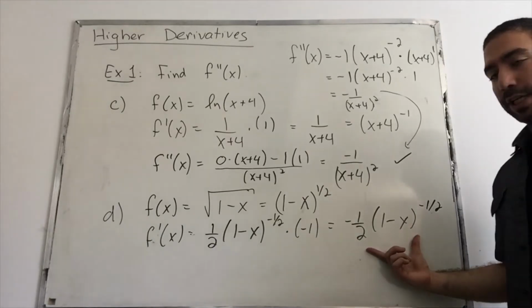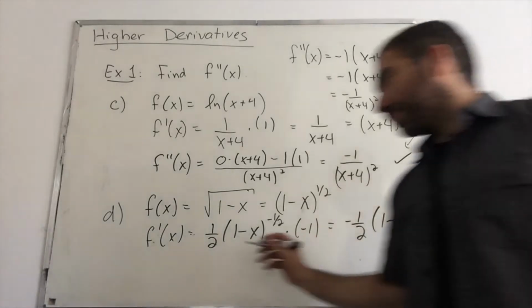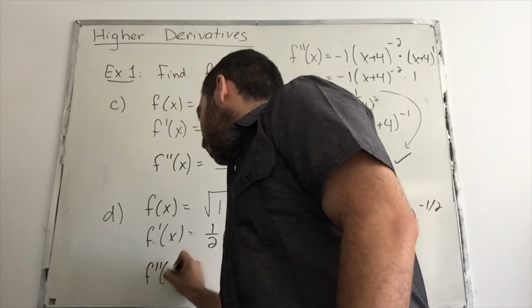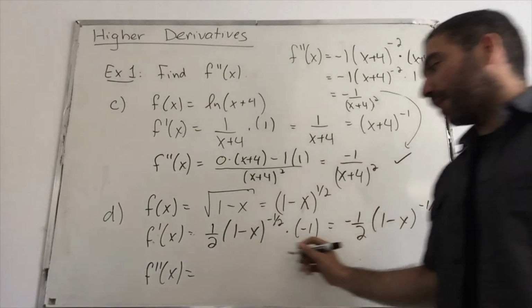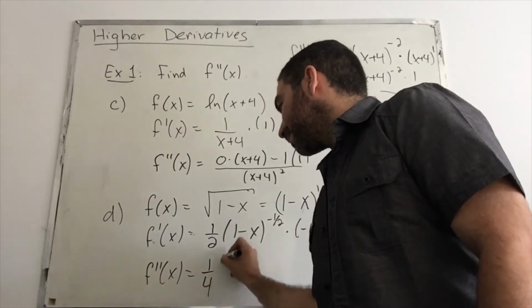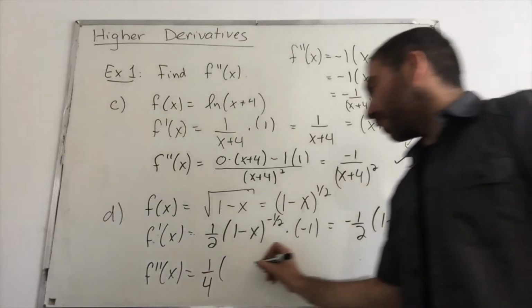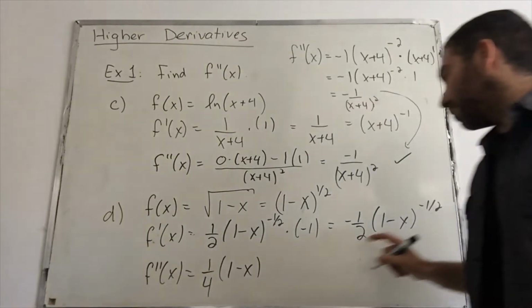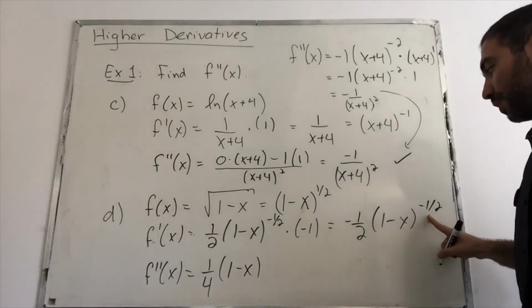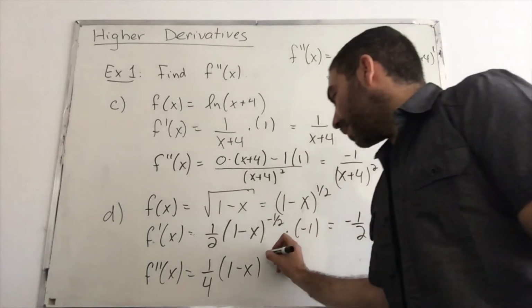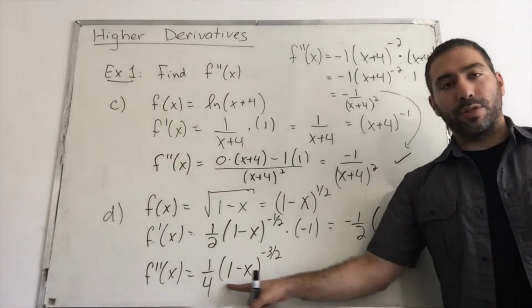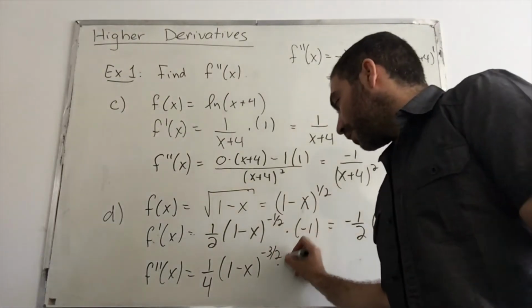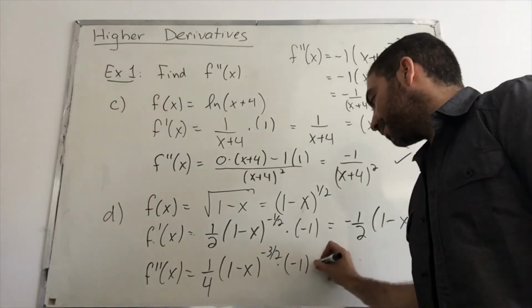And now I'm going to apply chain rule again at this stage for the second derivative. So we're going to drop the negative a half. So negative a half times negative a half is positive a quarter. We're going to rewrite what's in the bracket, 1 minus x. And then we're going to subtract the exponent by 1. We're using power rule. So negative a half minus 1 is negative 3 halves. And then we're going to multiply by the derivative of what's inside, giving us, again, negative 1.